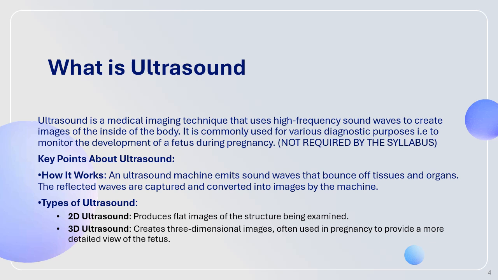So the key points about ultrasound, how it works. An ultrasound machine emits sound waves that bounce off tissues and organs. The reflected waves are captured and then converted into images by the machine. The types of ultrasound that we'll look at for this syllabus is mainly 2D ultrasound, and 3D we won't really look at. 2D produces flat images of the structures being examined, and then 3D produces three-dimensional images.